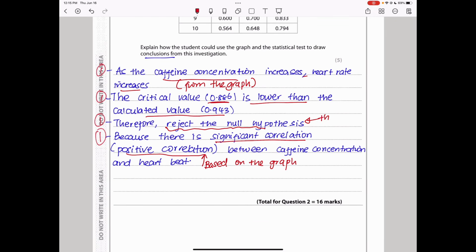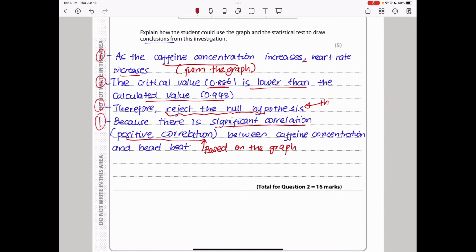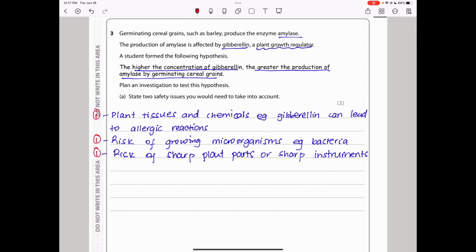And this brings us to the end of question 2. Let's move on to question 3. Germinating cereal grains such as barley produce the enzyme amylase. The production of amylase is affected by gibberellin, a plant growth regulator. A student formed the following hypothesis. The higher the concentration of gibberellin, the greater the production of amylase by the germinating cereal grains. Plan an investigation to test this hypothesis.